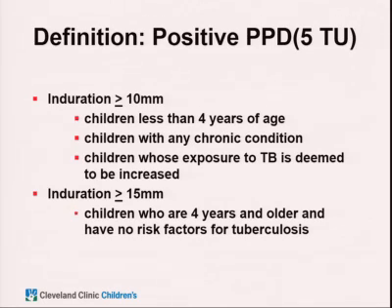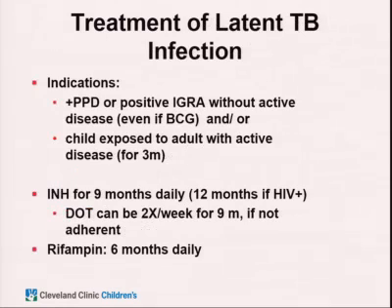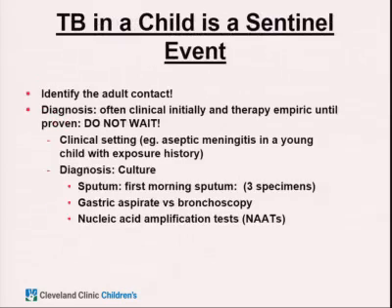And for somebody who's older than 4 years of age who has no risk factors for TB, we really shouldn't be putting on a PPD on those kids. But if you do, then it's 15 millimeters or greater is positive. Okay, so I would definitely remember these. Treatment of latent TB, certainly somebody with a positive PPD or a positive IGRA test without active disease, or a child exposed to an adult with active disease, we go ahead and treat them with INH for 9 months, 12 months if they're HIV positive, and 6 months of rifampin daily is an alternative.